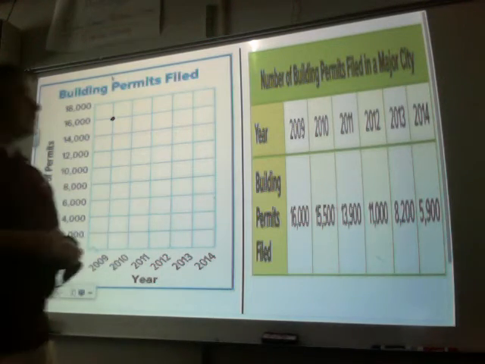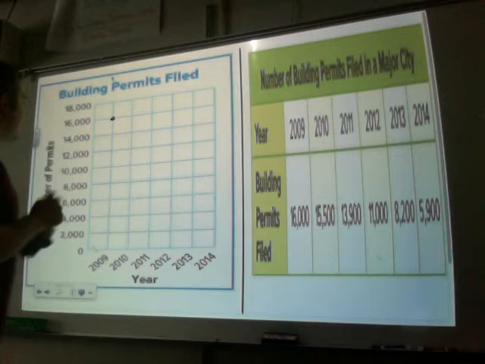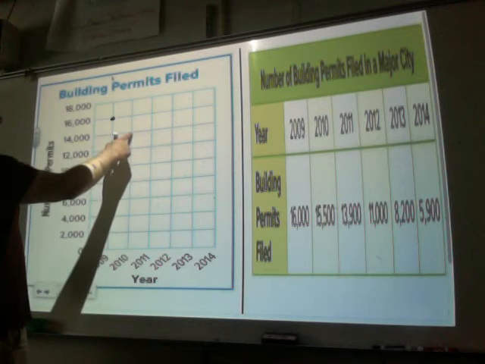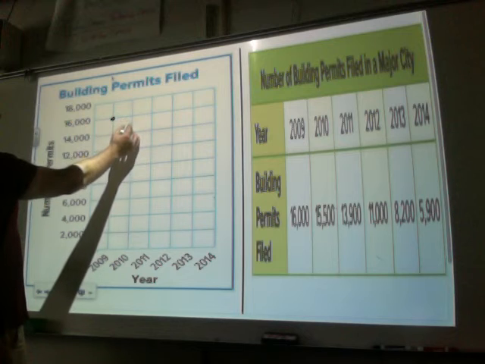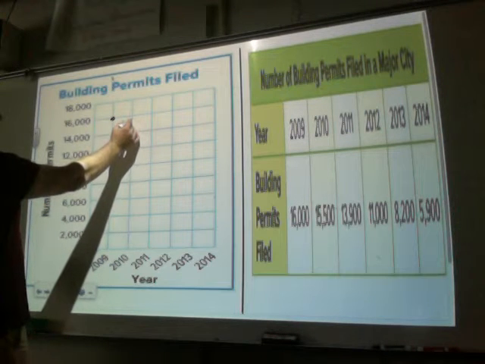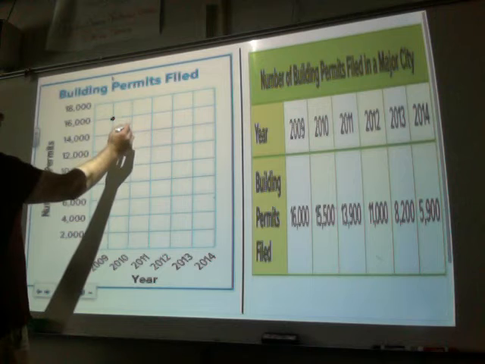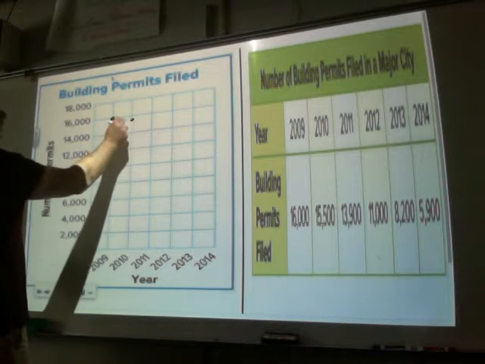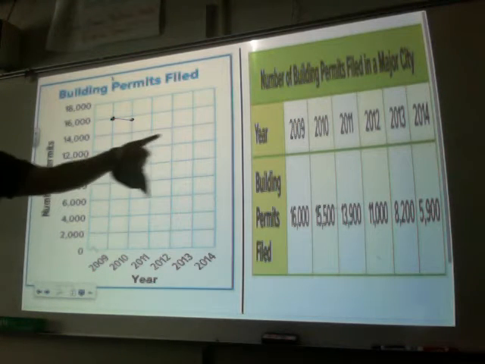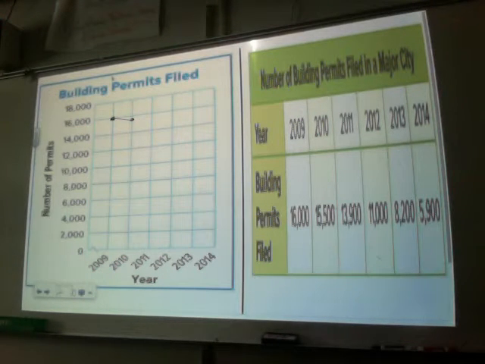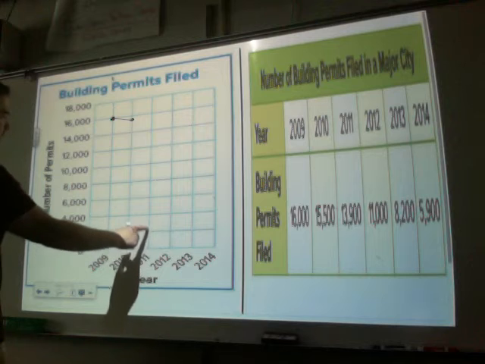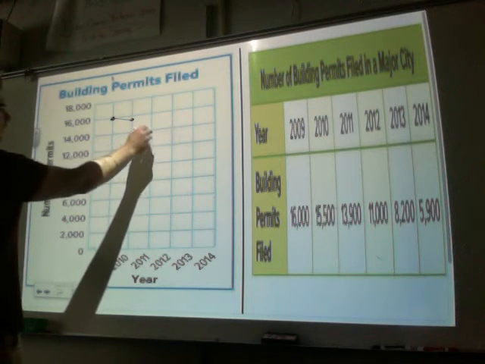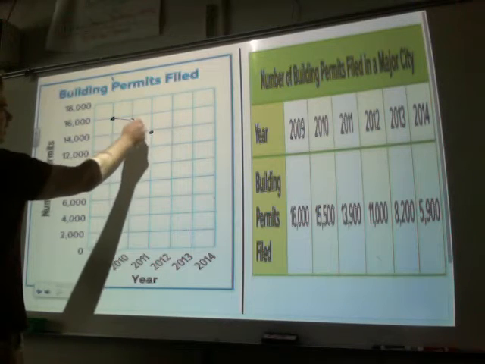Okay, that one's done. In 2010, 15,500. So we'll go to 2010, and there is no 15,000 line. 15,000 would be about there, but it's halfway between 15 and 16, so I'm going to put my dot right there, and then I connect it. All right, 2011, 13,900. So I go to 2011, and 13,900 is almost 14,000, so I'm pretty much on that line, and then I connect.